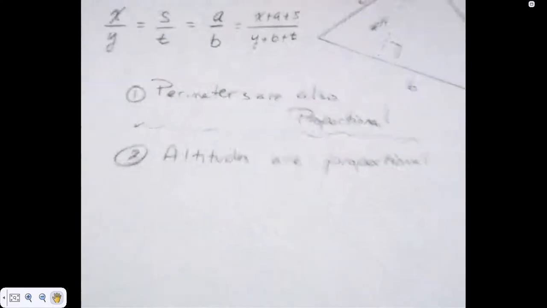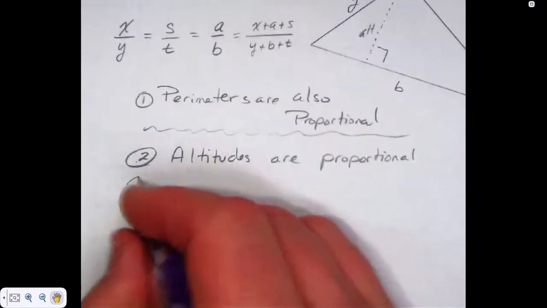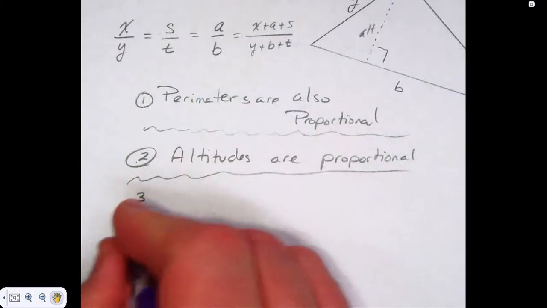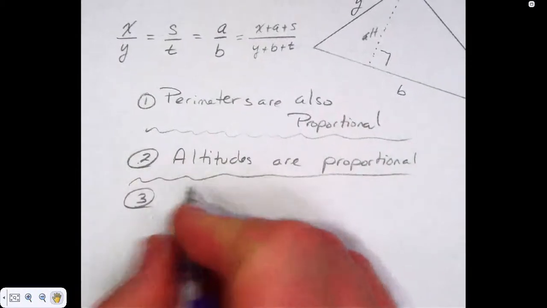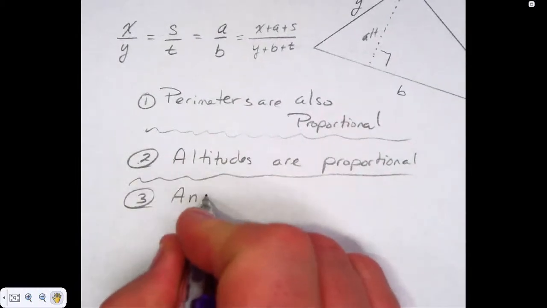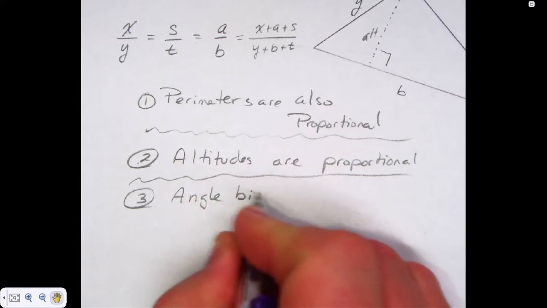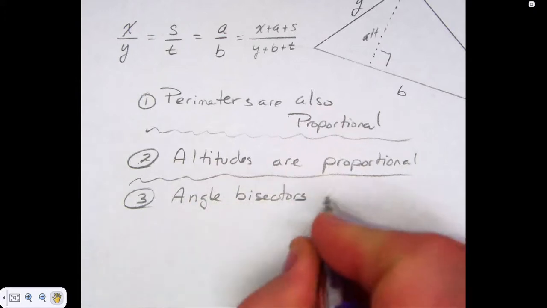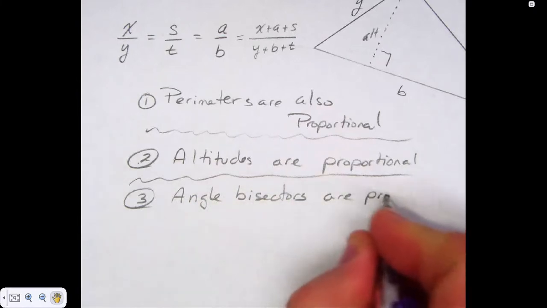Right? Okay. You know what else is proportional? We have a third thing. Other parts or things that have the same proportion. That is angle bisectors are proportional.